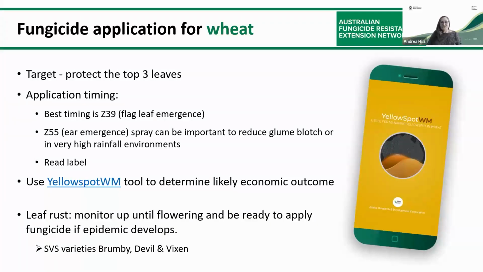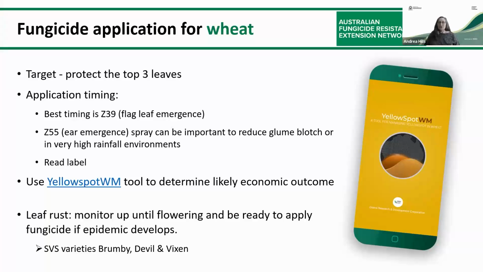So foliar application for wheat, the target is to protect that upper canopy, because they're the ones doing the heavy lifting when it comes to grain filling, especially the flag leaf. The best application is obviously for that flag leaf emergence. That's well past now, and hopefully you've managed to get that on in a timely fashion. Your flags are nice and green, job done. If you're in the very high rainfall areas or you're seeing some glume blotch, you may reconsider whether or not you want to go back at ear emergence to protect those heads.